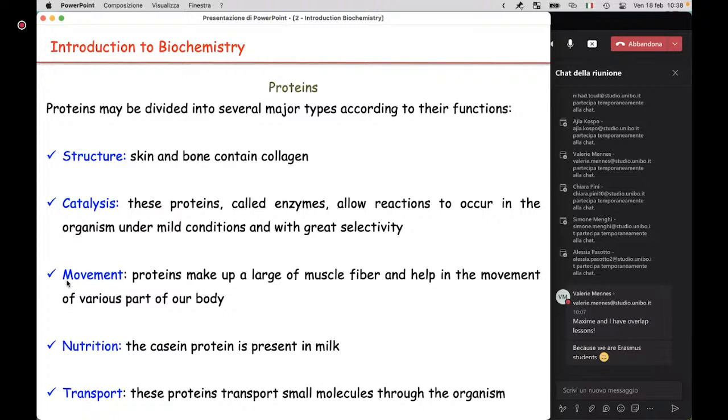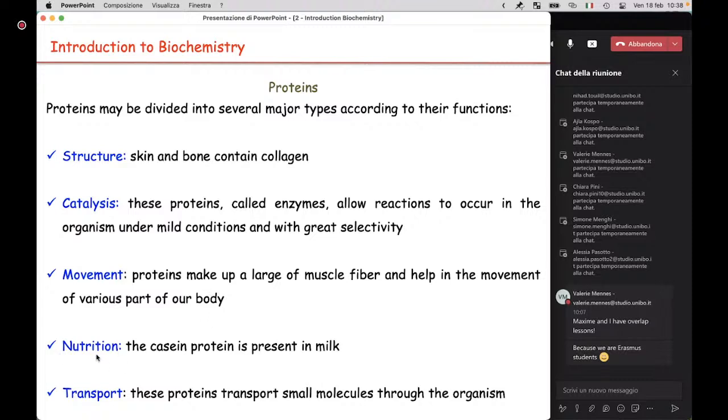Also, specific proteins have the specific function of allowing movement, of course, in muscle. You may remember that two specific proteins are mainly involved in the muscle movement, actin and myosin. So they are just two, but very important for the body structure and for movement.